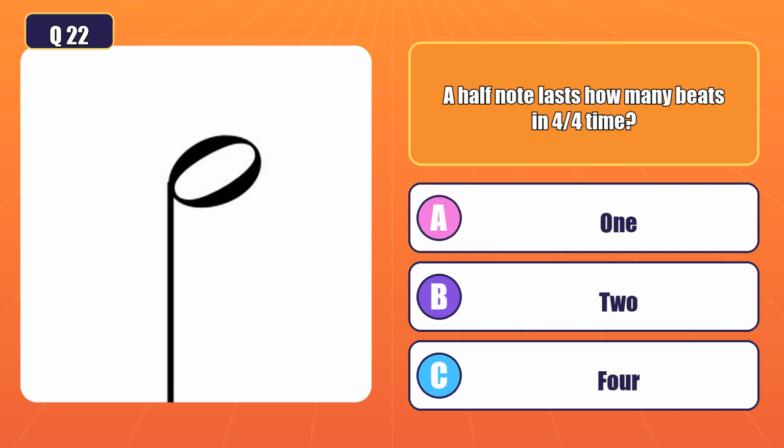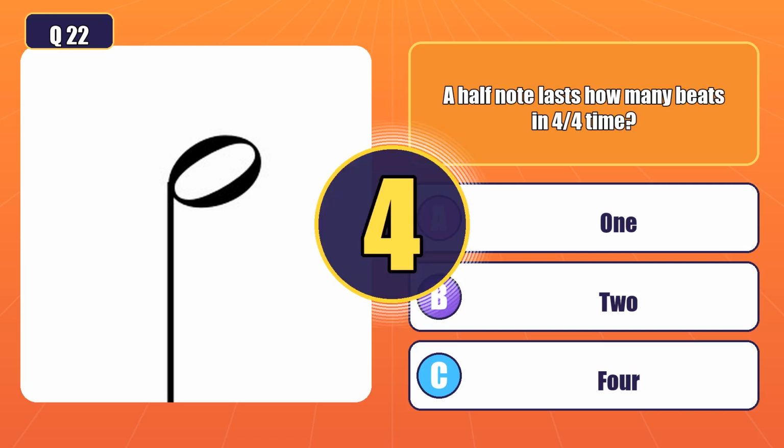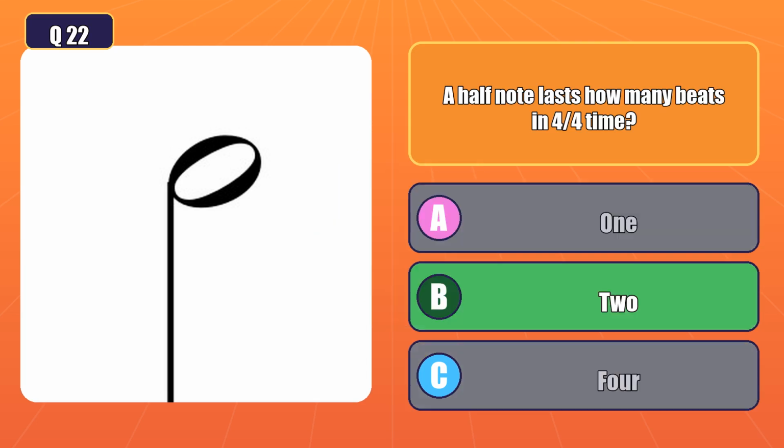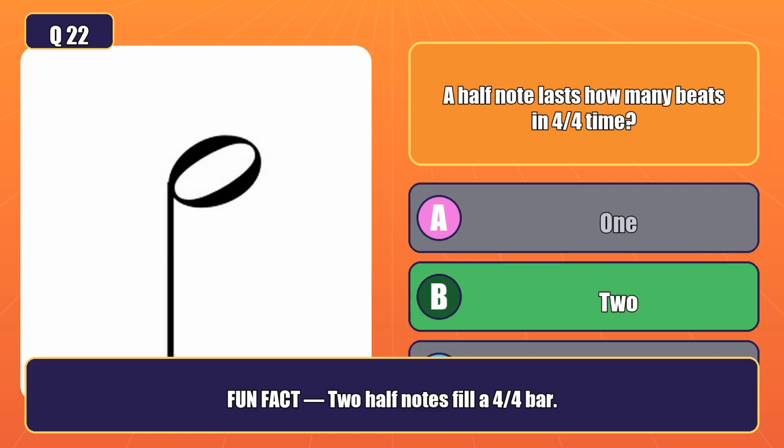Question number 22. A half note lasts how many beats in 4/4 time? The answer is 2. Fun fact, 2 half notes fill a 4/4 bar.